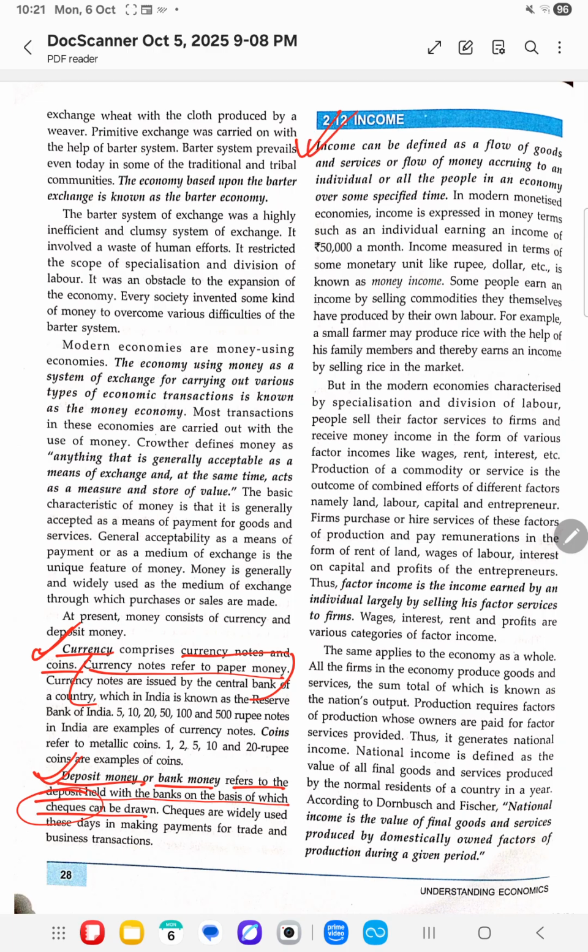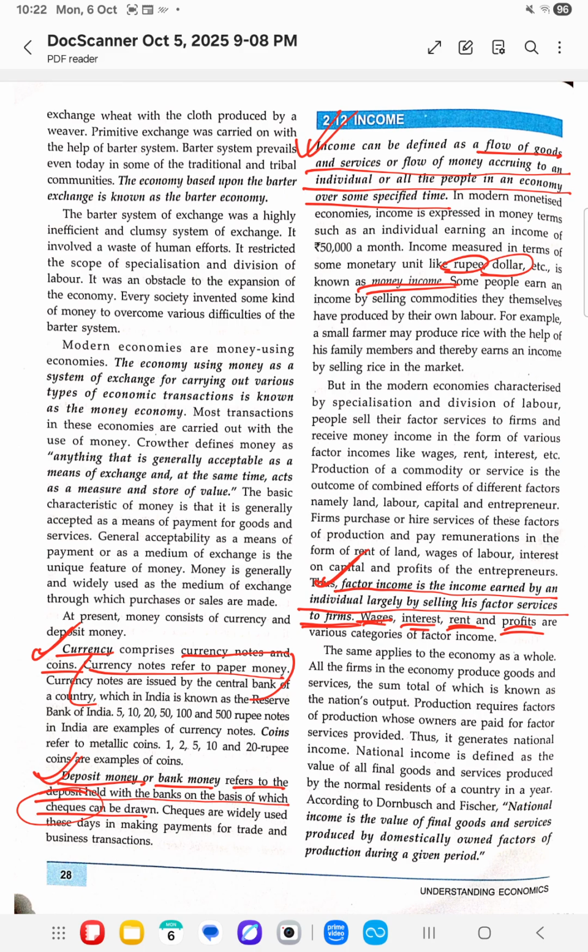Income is the flow of goods and services or flow of money accruing to an individual or all the people in an economy over some specified time. So income measured in terms of some monetary unit like rupee, dollar, etc. are all money income. Okay. What is factor income? Factor income is income earned by an individual largely by selling his factor services to firms. Okay. So factor income is income earned by an individual largely by selling the factor services. So wages, interest, rent, profits, these are all different types of factor incomes.